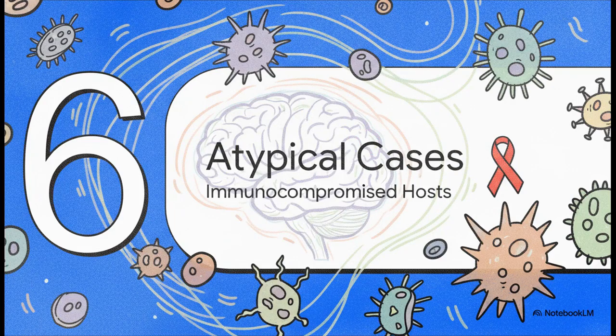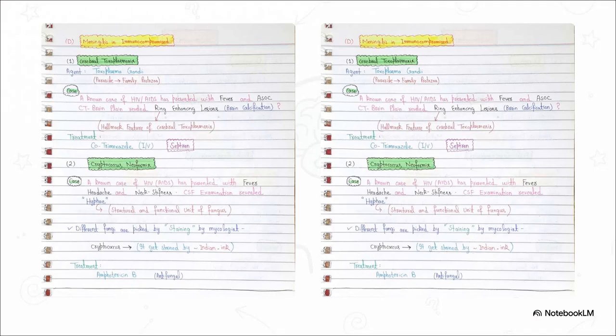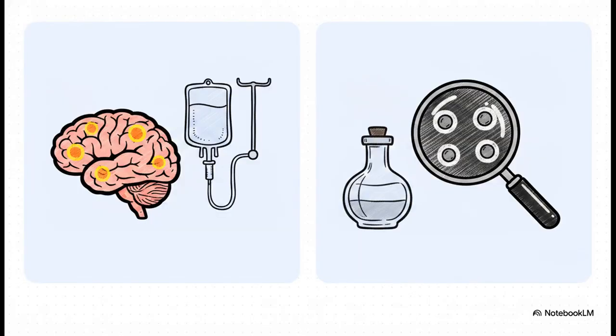Finally, let's wrap up with Section 6, atypical and immunocompromised cases. Let's quickly run a differential diagnosis for an immunocompromised patient presenting with a fever and a headache. In these cases, we're usually weighing 2 major opportunistic threats: a protozoan parasite called Toxoplasma gondii and a fungus known as Cryptococcus neoformans. Now, despite having pretty similar initial presentations, their diagnostic markers and treatments are just worlds apart.